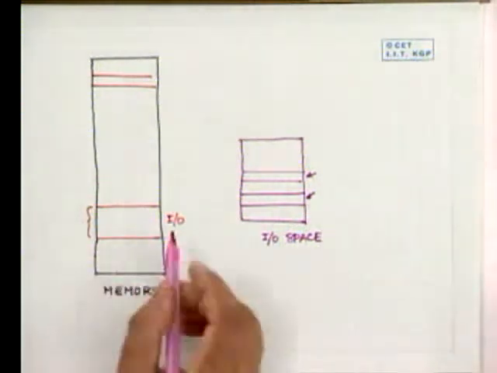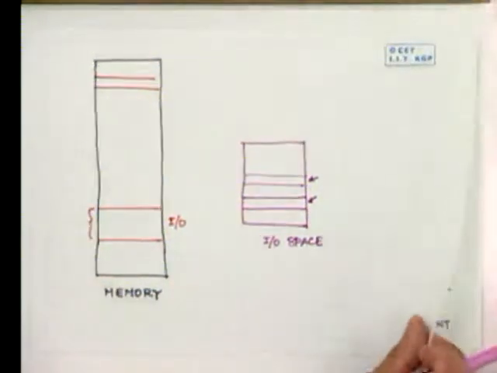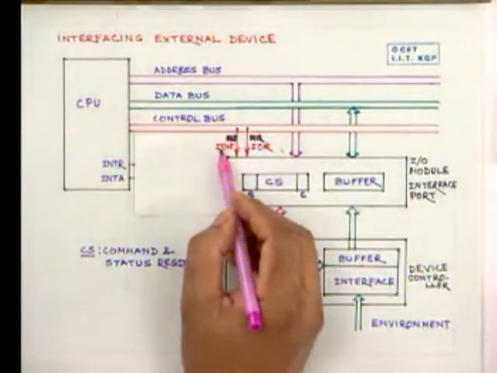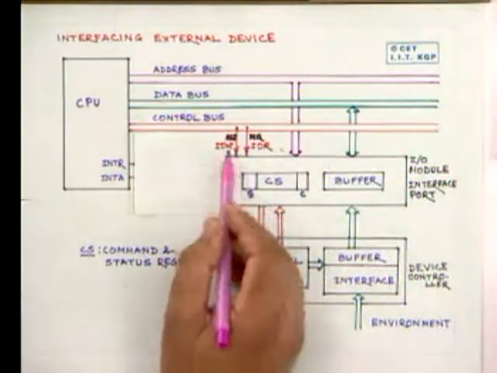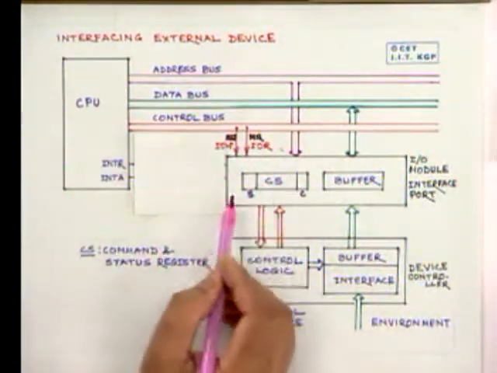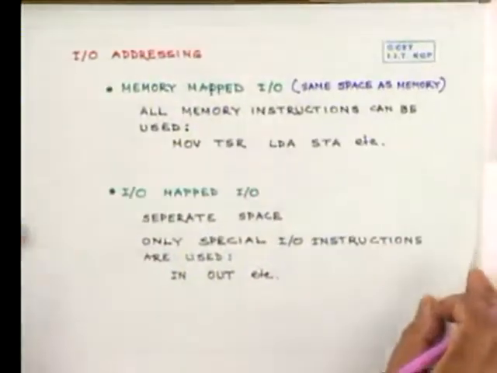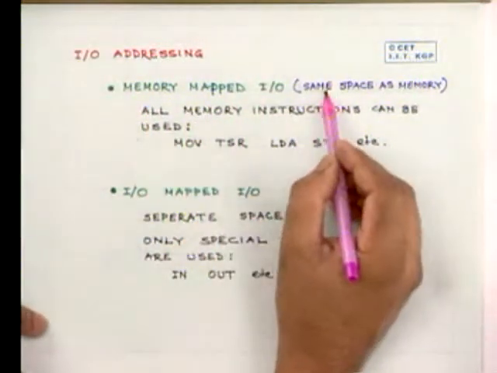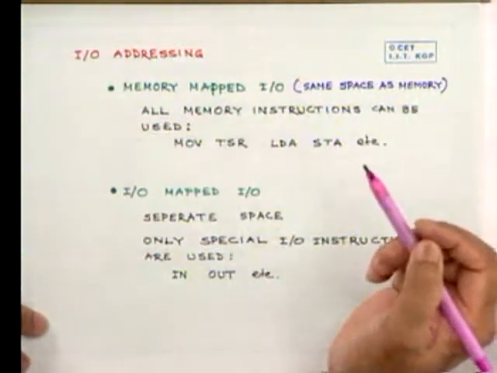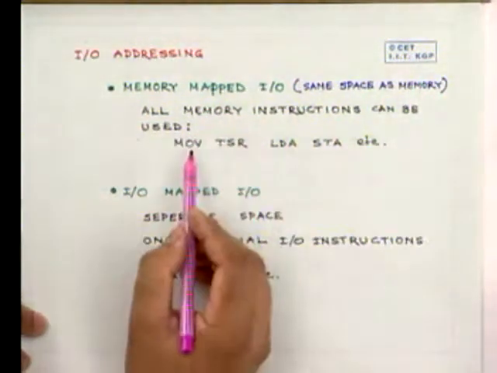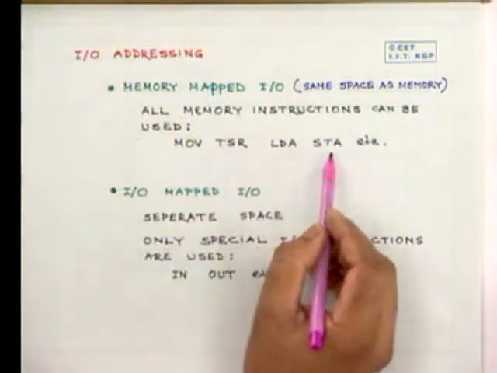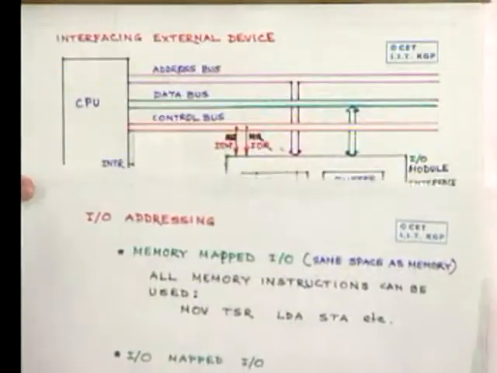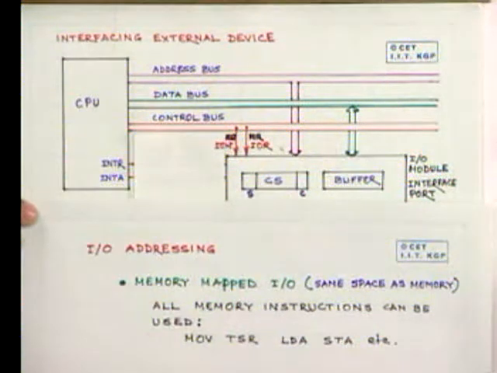Now, how do I distinguish between the memory space and the I/O space? That is distinguished by whether you are using memory read, memory write, or I/O read and I/O write. What is the distinction? The CPU distinguishes them by means of the instructions. For example, if we are having memory mapped I/O, basically we are using the same space as memory, part of it. All memory instructions can be used here. That means we can use move, transfer, load accumulator, store accumulator instructions to transfer data from and to the command as well as the status registers, if we are using memory mapped I/O.